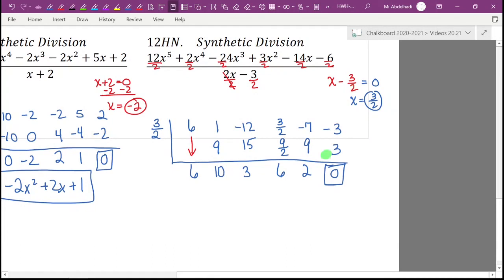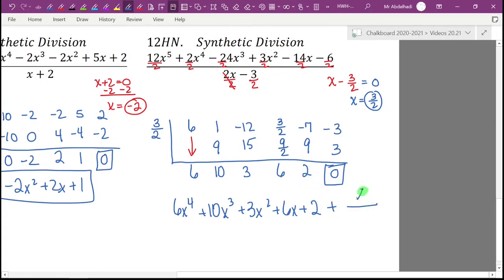And let's just interpret what the answer is. Now we started with a 5th power, so that means this must be the 4th power right here. So 6x to the 4th plus 10x to the 3rd plus 3x squared plus 6x plus 2x to the nothing. And then if there was a remainder, you'd make a fraction, put your remainder up here and your divisor down here, but we don't have that, so we can just box our answer.